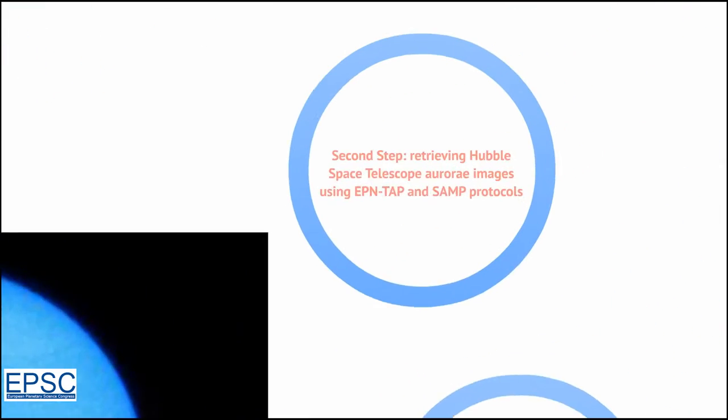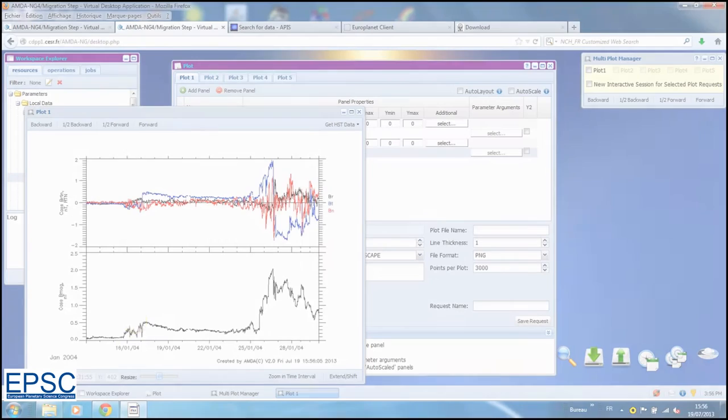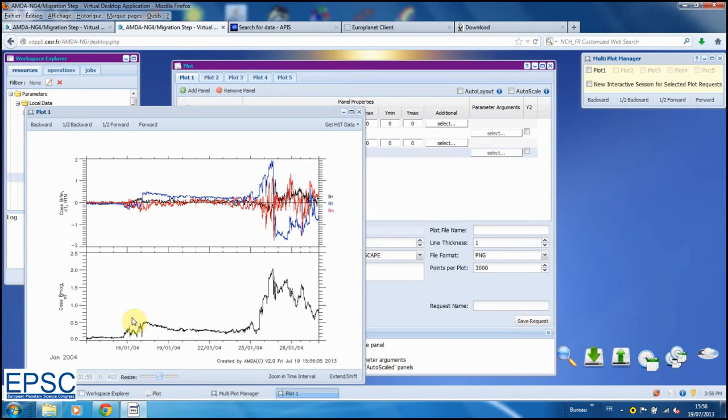We are able now to retrieve and visualize Hubble Space Telescope images of Saturn during the same period, thanks to EPN-TAP and a VO protocol called SAMP, the Simple Application Messaging Protocol, and verify if observed magnetic field perturbations have triggered aurora on Saturn. With EPN-TAP, we can directly query from AMDA the Auroral Planetary Imaging and Spectroscopy Service, APIS, at Observatoire de Paris, about HST auroral images corresponding to the selected period.